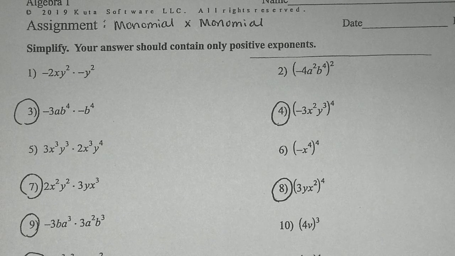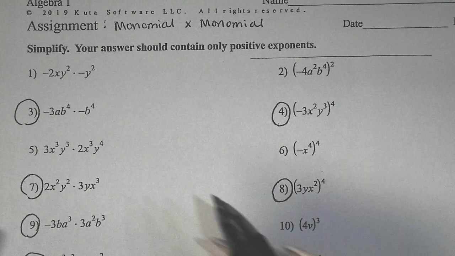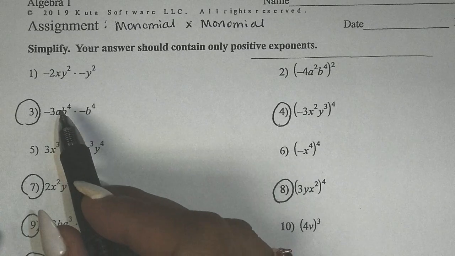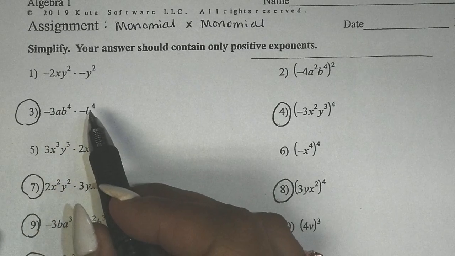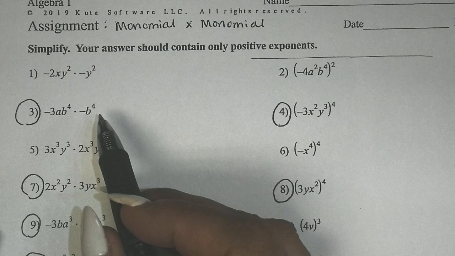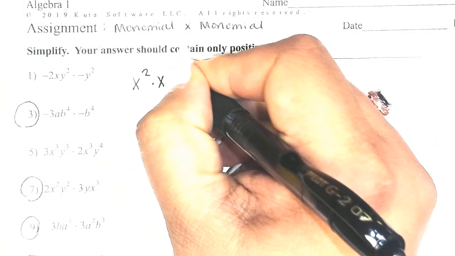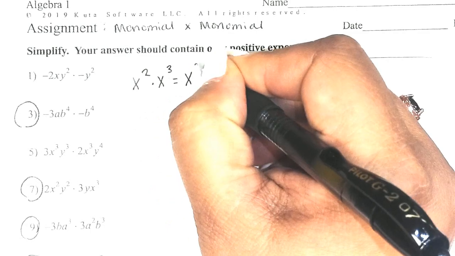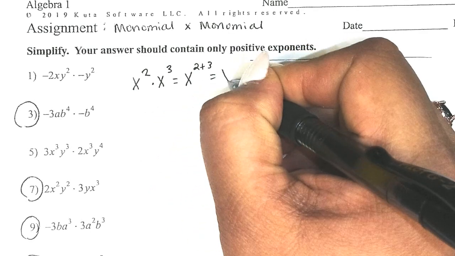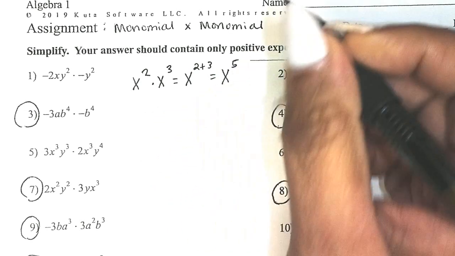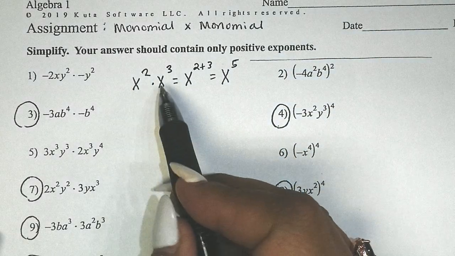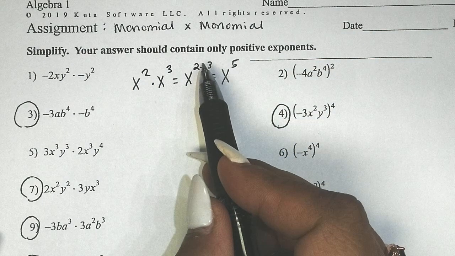All right, we are multiplying a monomial with another monomial. When you multiply variables, you have to add your exponents. That's when I have x squared times x to the third. That'll give me x to the 2 plus 3, which equals x to the 5. So the rule here is when you're multiplying variables, you add your exponents.